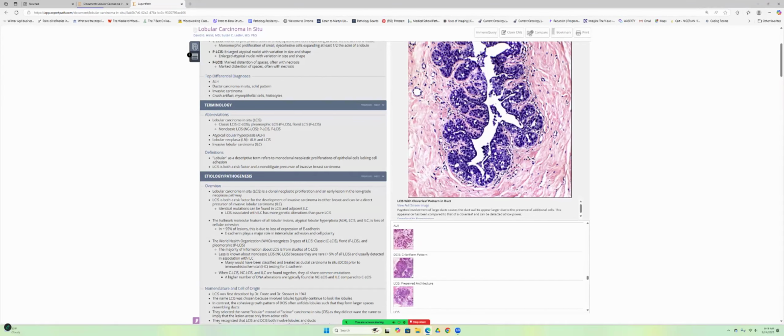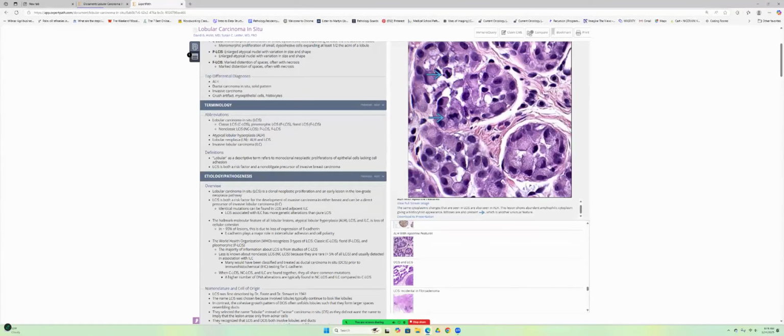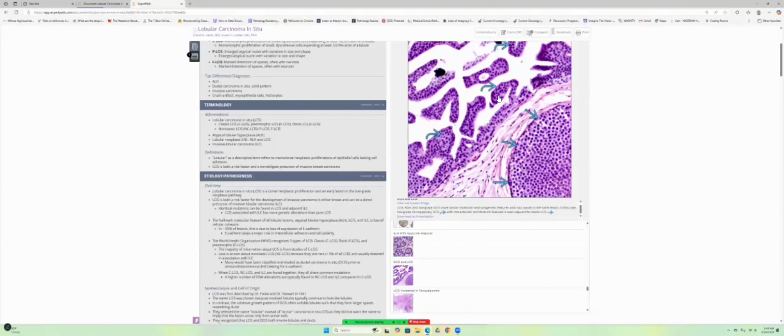Let me see. LCIS with preserved architecture. Pseudopapillae. Apocrine features. ALH with apocrine features. DCIS and LCIS coexisting. This is papillary, micropapillary DCIS. Remember the tiny beads, the expanded head, hyperchromasia here, the expanded head. Pleomorphic LCIS.